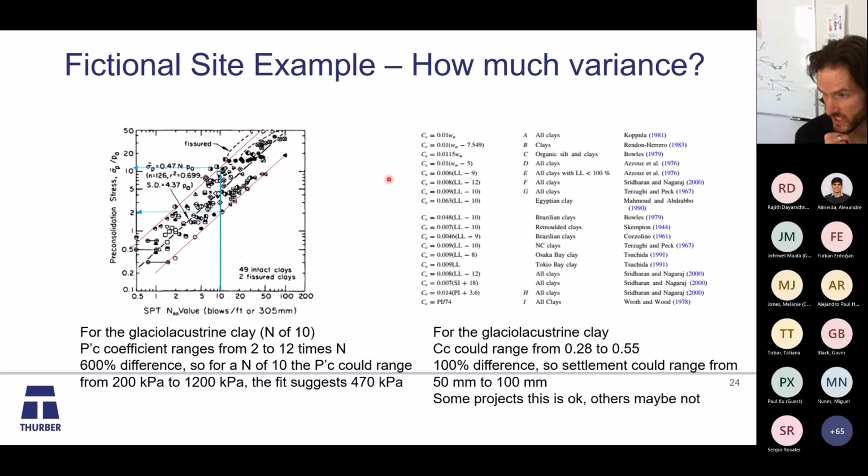Same with looking for Cc values. Here's a ton of different correlations. For that same glacial lacustrine clay, using the water content limits we had, this Cc could range from 0.28 to 0.55. That's 100% difference. So if you had 50 millimeters of settlement, it could be 100. If you had 500 millimeters of settlement, it could be a meter. Does that matter? Is that okay? I don't know. But you have to ask yourself that.